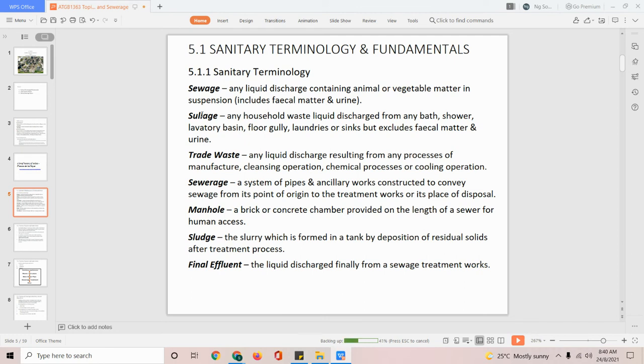Okay, so a bit of terminology. So we have here sewage. Liquid discharge from us, maybe it's fecal matter or urine. We call that sewage. So don't confuse sewage and sewerage. Sewerage is pipes and pipe works, from our house towards the treatment plant.